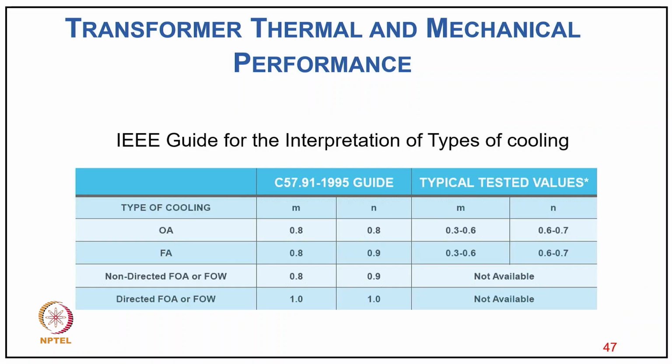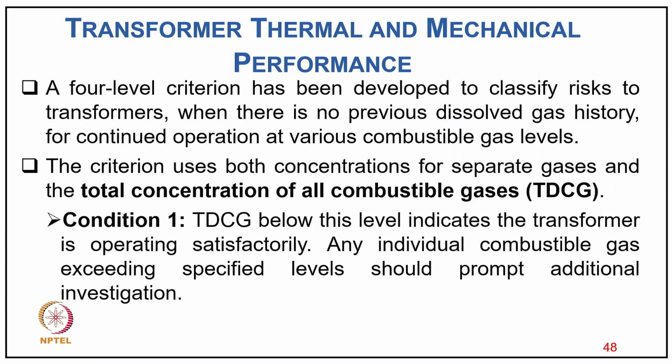So there is an IEEE guideline for the interpretation of the type of cooling. We already discussed the different kinds of cooling like OA, FA, and non-directed FOA and FOW or directed, and then you have a typical class value for that.